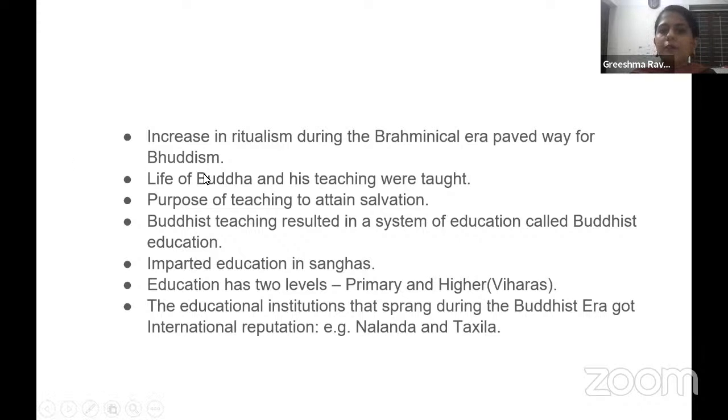Okay. So the life of Buddha and his teachings were taught in Buddhism. The purpose of teaching was to attain salvation. Okay. Buddhist teaching resulted in a system of education called Buddhist education. The basic education was imparted in Buddha Sanghas and higher education in Buddhist Viharas. Important institutions were Nalanda, Takshila, Ujjaini, Uddandapuri, Vikramshila. We learned about so many institutions, right? Mithila. So revise all those institutions.